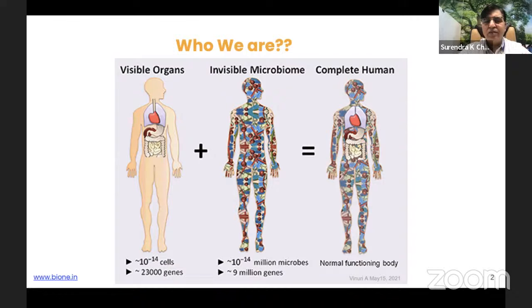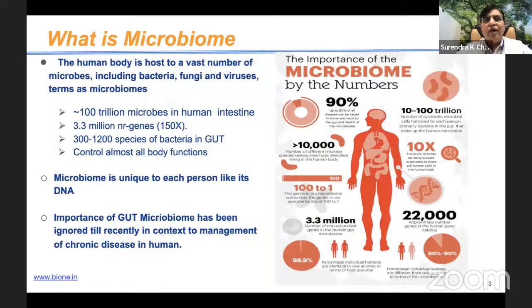Now, for the body to function in a normal way, we need gut health, or overall microbiome health, as well as organ system health. Together, we have holistic health. Now, what is the microbiome? The microbiome is a vast number of microbes that reside in different parts of the human system, which include bacteria, fungi, viruses, and phages.